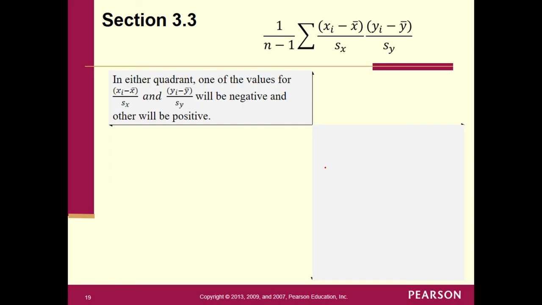Well, what happens if we're in these quadrants? One of the values is going to be positive and the other one is going to be negative. So when you multiply these z-scores, you're going to get a negative value. If your values happen to be here and here, you're going to get a bunch of negative values for the products of these z-scores. So you can imagine, if you have a bunch of values here, you're going to get a negative correlation. If you have a bunch of values in these two quadrants here, you're going to get a positive correlation. So that's basically how this works.